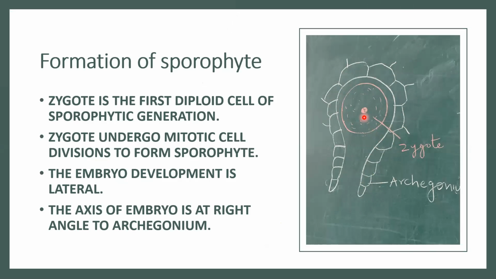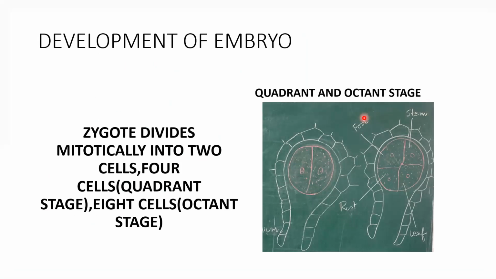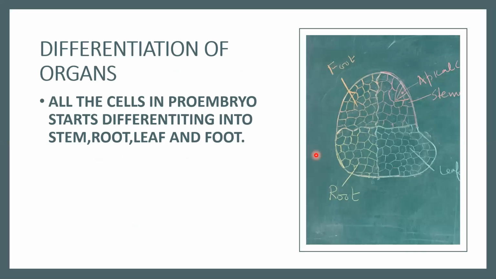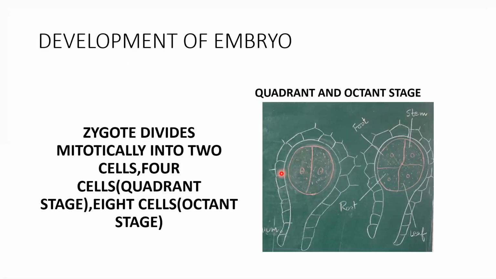Now this zygote will undergo mitotic cell divisions to form the sporophyte. The zygote will first divide by a vertical division into two cells. Then this will divide into 4 cells. Then the 4 cells will divide to form 8 cells. 4 are visible on the front side and 4 are visible on the backward side.